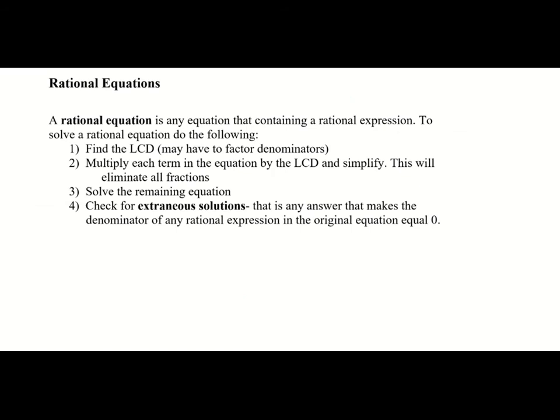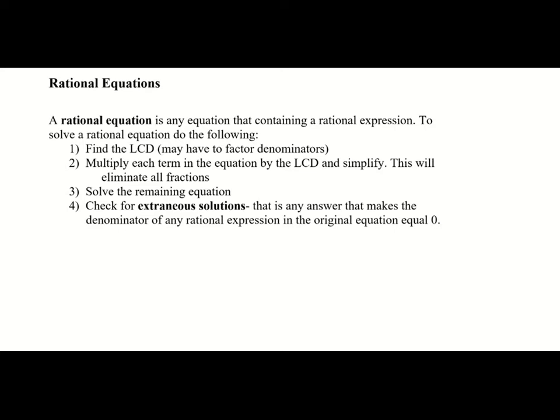Okay, so the next part of this video, we are going to look at rational equations. A rational equation is any equation that contains a rational expression. So think you're going to have an equation with some fractions in there with polynomials on the top and the bottom. And just like we would solve an equation with fractions, to solve a rational equation, we're going to find the least common denominator and multiply each term in the equation by the LCD so that we can eliminate the fractions. So we get rid of it and then just solve the remaining equation.